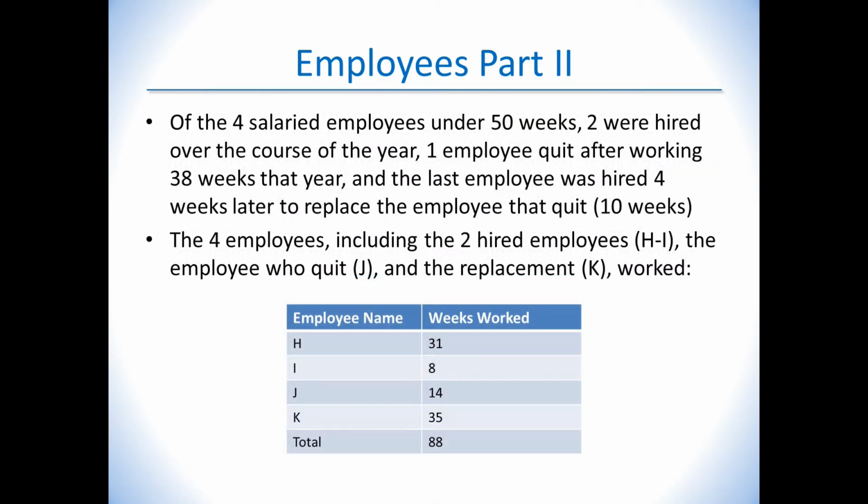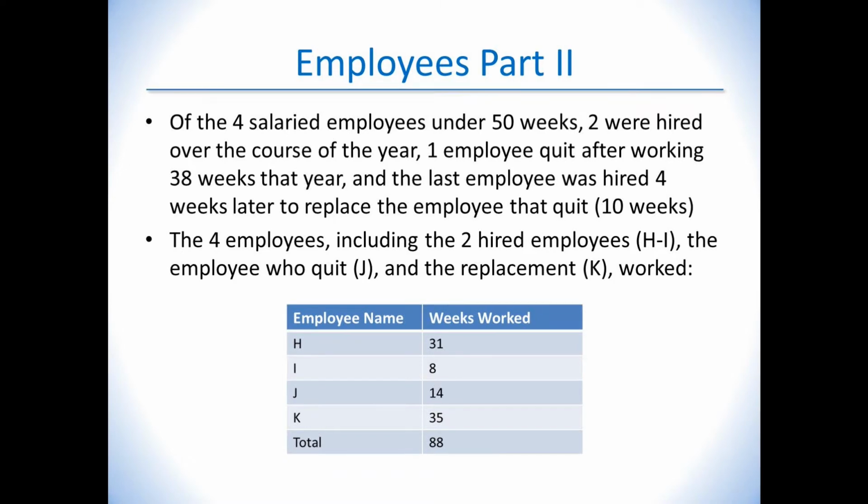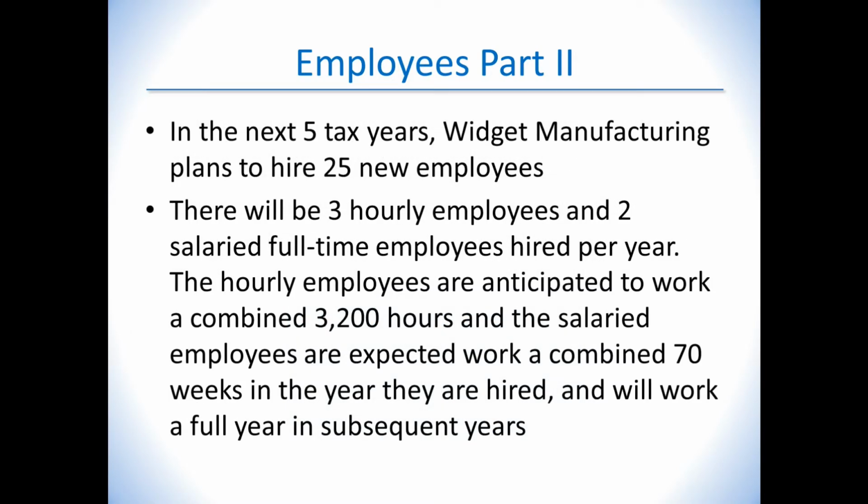Of the salaried full-time employees that worked less than 50 weeks, 2 were hired over the course of the year, 1 employee quit after working 38 weeks that year, and the last employee was hired 4 weeks later to replace the employee that quit, working 10 weeks. The salaried full-time employees worked for a cumulative total of 88 weeks in the base year.